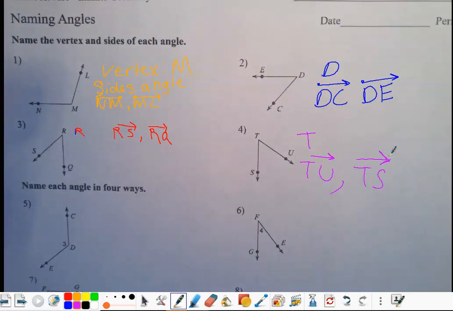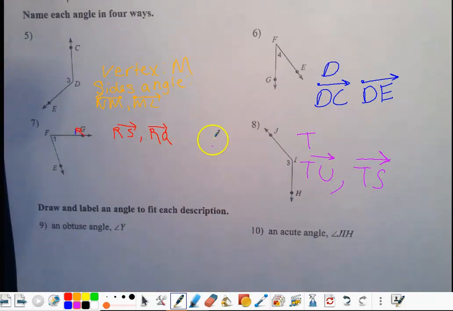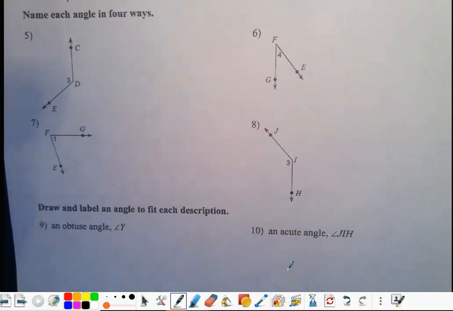Name each angle in 4 ways. How do I notate an angle? I put a little angle sign. So each of these should have 4 names, and I put a little angle sign every time. So I could call this angle what? CDE. Perfect. I could call it angle EDC.